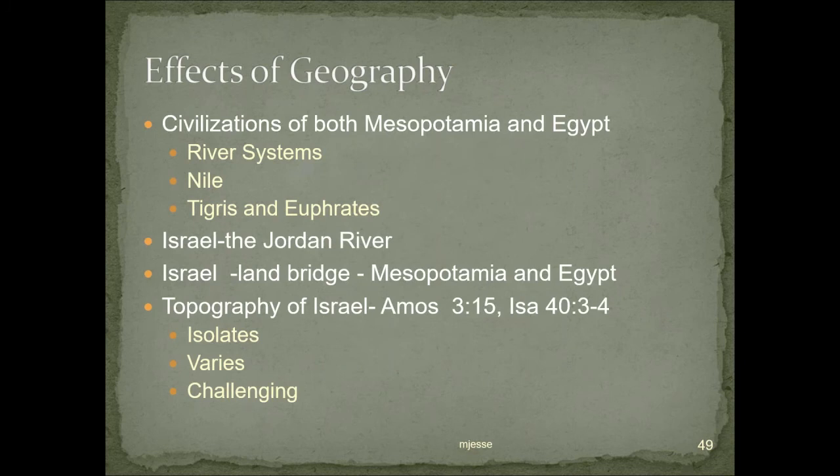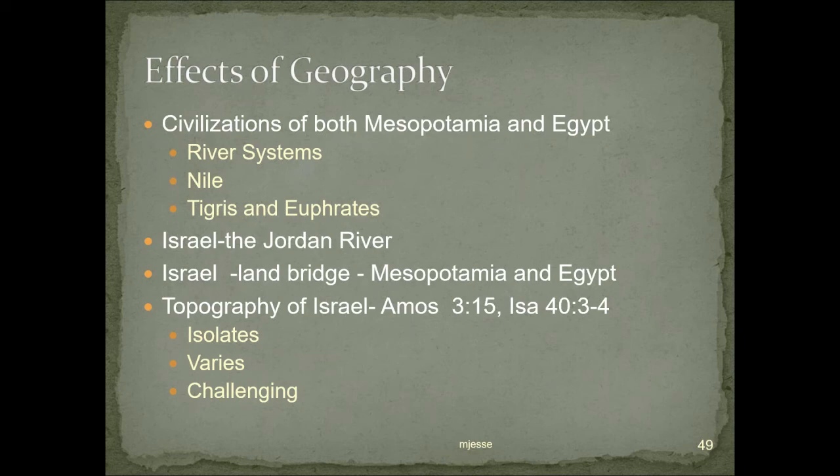So what are the effects of geography? They're significant. We talked about the river systems, for example. The civilizations of both Mesopotamia and Egypt grew up around river systems, which actually brought people together to work cooperatively. We have the Nile and the Tigris and Euphrates. However, in Israel, there's no such unifying river system.